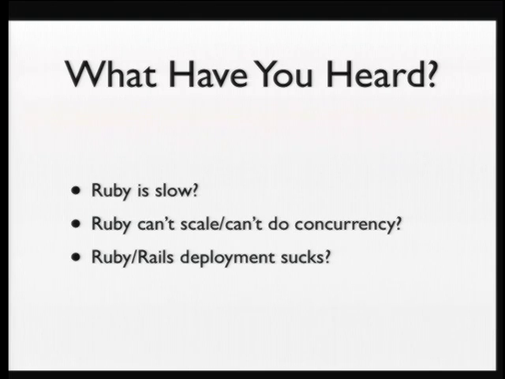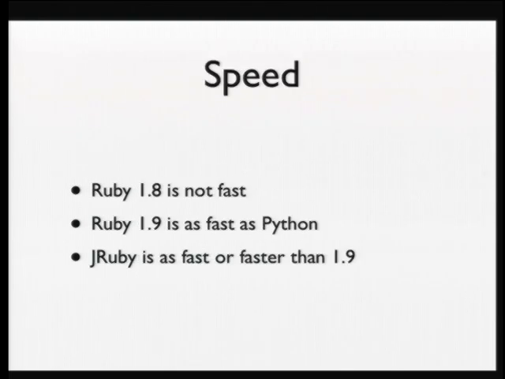Obviously, Twitter had to switch away from Ruby, at least for part of things, because it doesn't scale. Deployment sucks. Rails doesn't work well in existing organizations, existing platforms. So I figured I'd go through these and talk a little bit about why they may have been true at one point, but they're certainly not now.